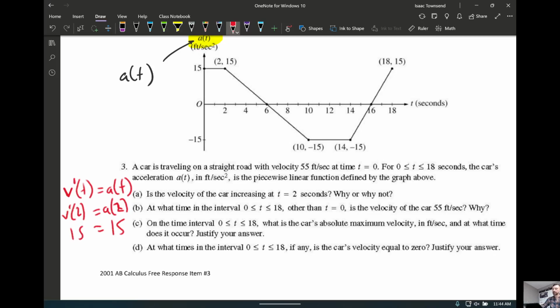So does that mean that the velocity is increasing or decreasing? It's increasing, so yes. And then what would be an explanation? How do we know? Yeah. Acceleration is positive. Okay, so I would say acceleration at that time is positive. Acceleration is not positive all the time, so we need to be specific. At that time, it's positive. And that's it. Acceleration is positive, so velocity is increasing.